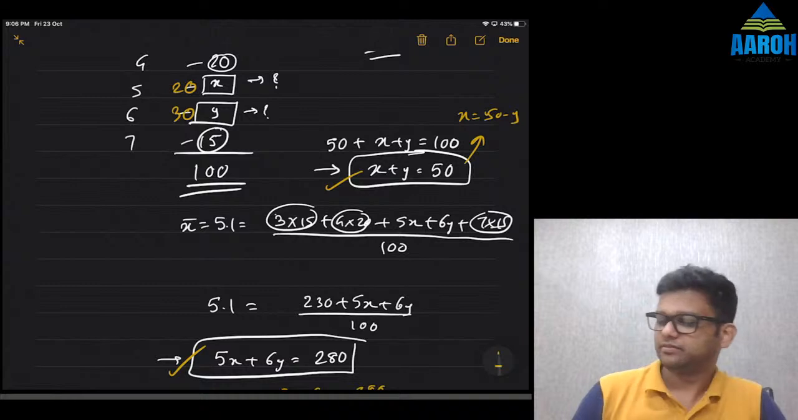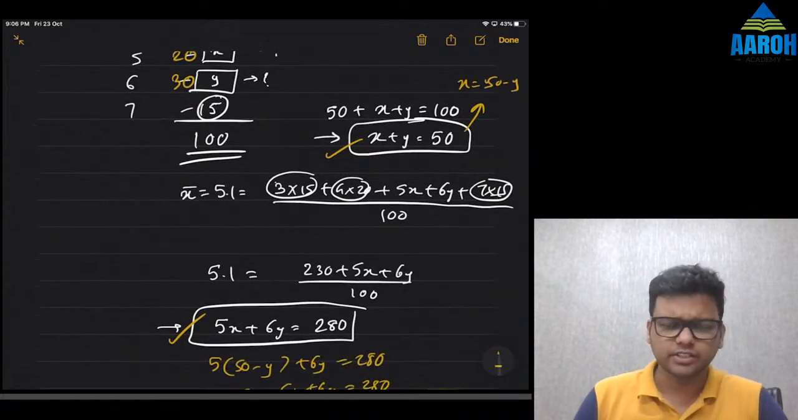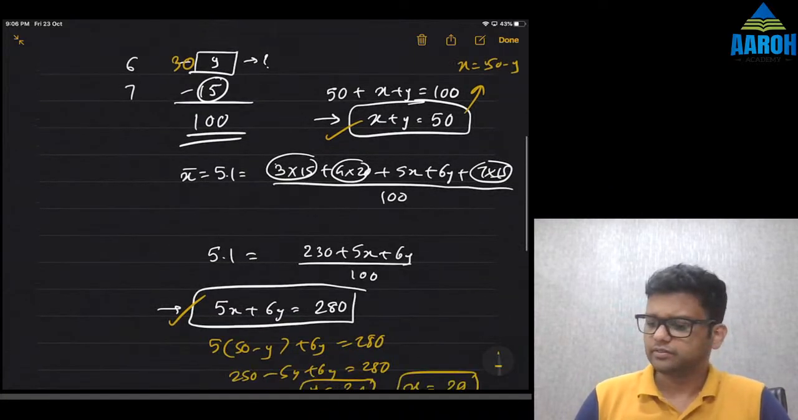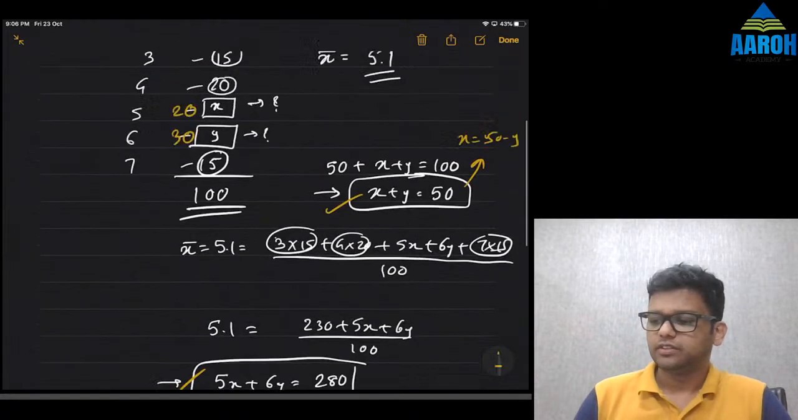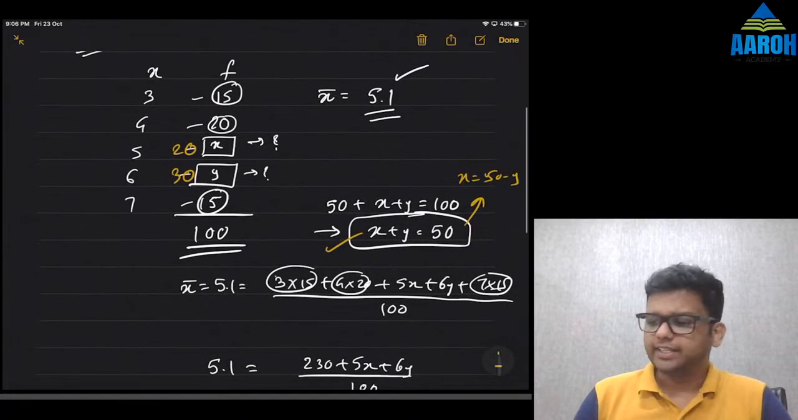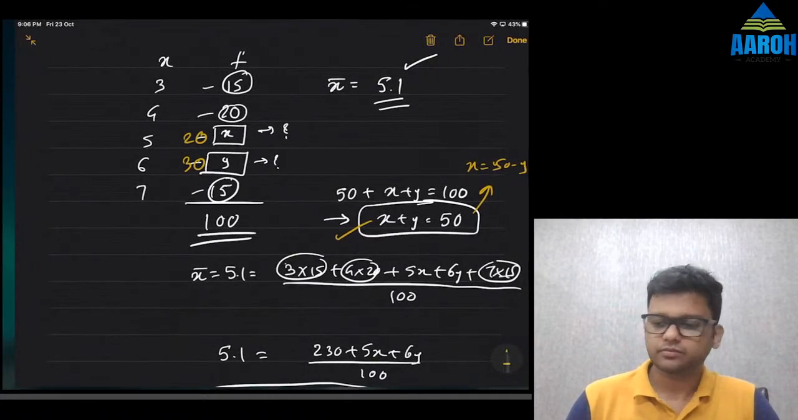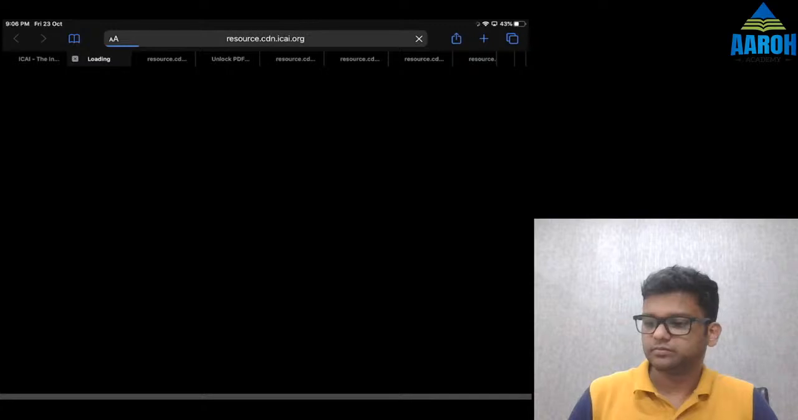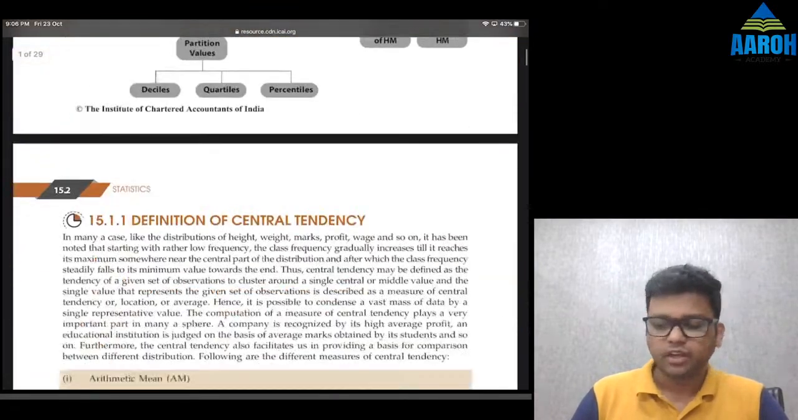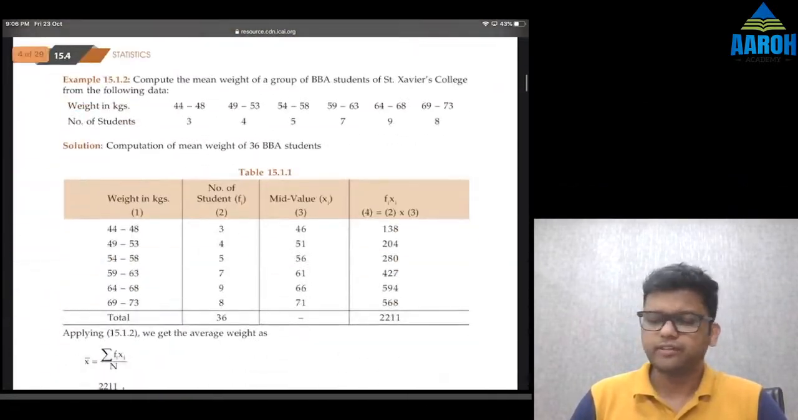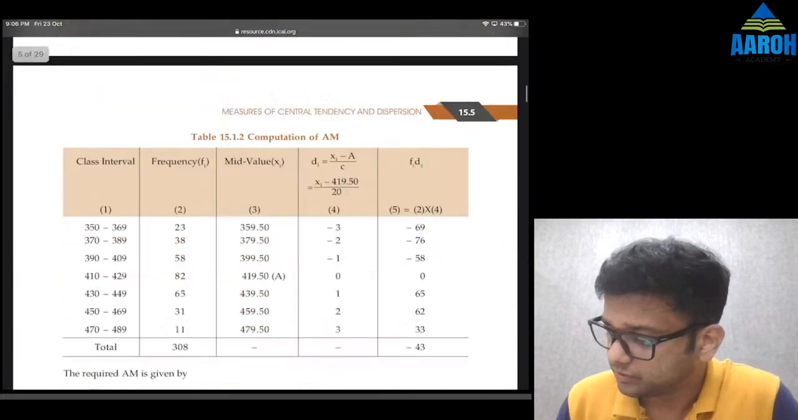Yes or no? Let me know. Yes, good. 20 and 30, correct, good. Sanika. If anyone has any doubt, or if you have not understood anything, let me know.